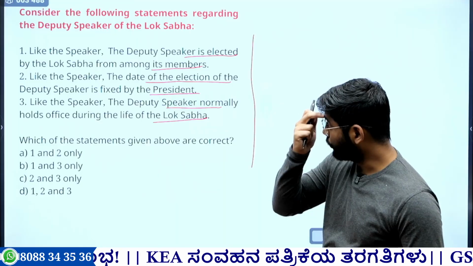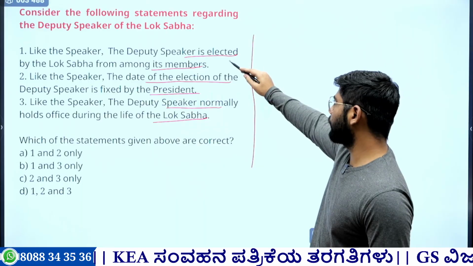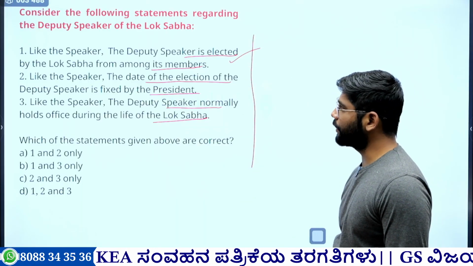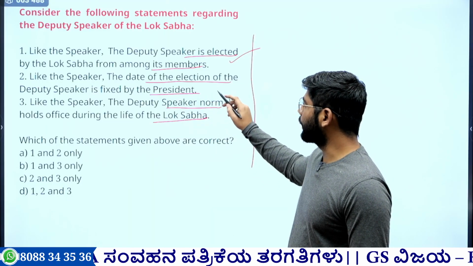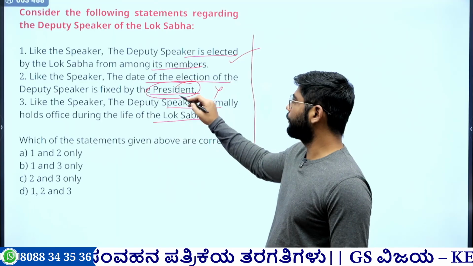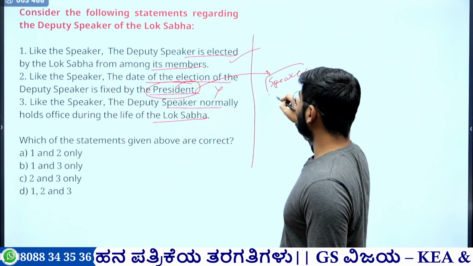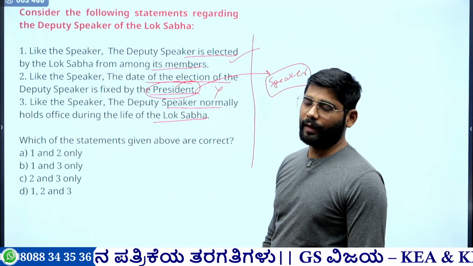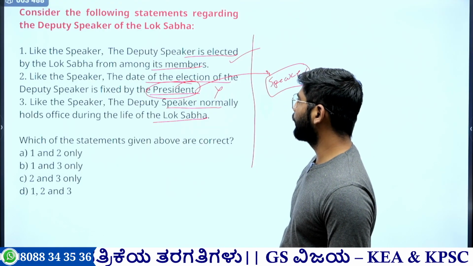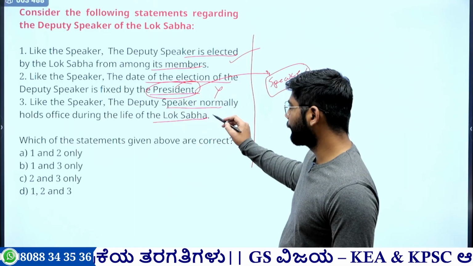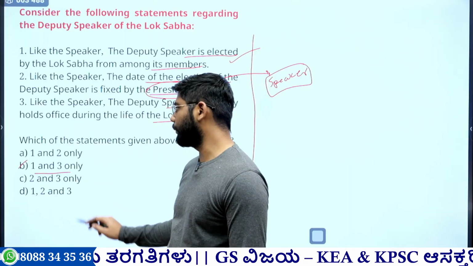So this I will only give you the answer. The first, like the Speaker, is elected from among its members. Yes, and there is a tradition that we'll see in the next question. Second statement, the date of election being fixed by the President is wrong, because it is the Speaker who will finalize the date of the election for the Speaker or Deputy Speaker. Last one, the Deputy Speaker normally holds office during the life of the Lok Sabha. This is also correct. So 1 and 3 are correct. B is the correct option.